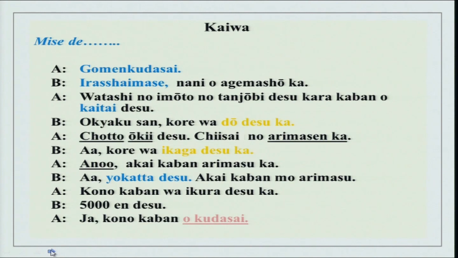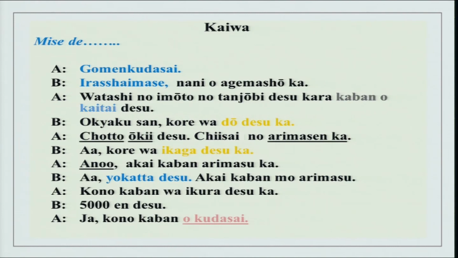So, the first one over here is gomen kudasai. This is a new phrase for you. Gomen kudasai is knock knock. Is someone there? Irashaimase means welcome. Why we are using this is because we are here at a shop. Nani o agemashou ka? We have done this form.